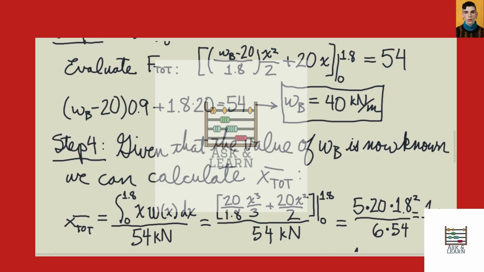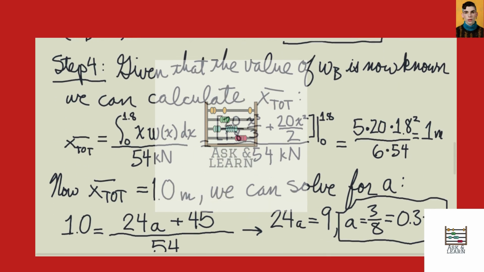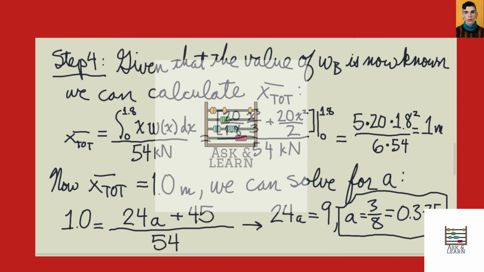So after some simplification, we are left with W_B minus 20, that difference times 0.9 plus 1.8 times 20, where 1.8 came from the span of the beam, equals 54. We can solve for W_B, and that comes out to 40 kilonewtons per meter. That's actually the answer to part B of this problem, just to keep things straight. Next, given that we now know the value of W sub B, we can calculate a numerical value for our centroid.